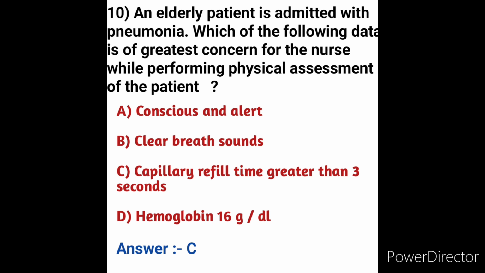Option A, conscious and alert. Option B, clear breath sounds. Option C, capillary refill time greater than 3 seconds. Option D, hemoglobin is 16 grams per dL. Here, option C is the correct answer.